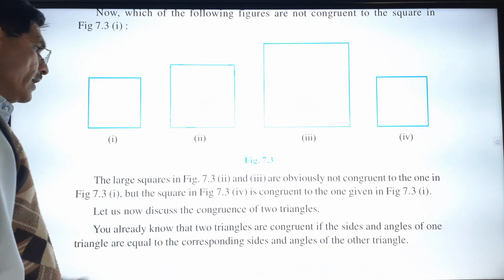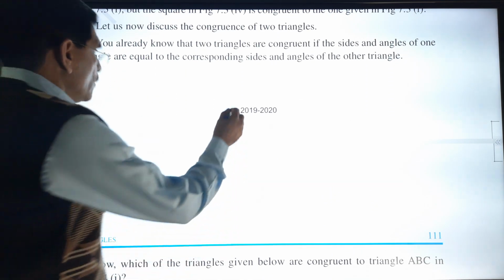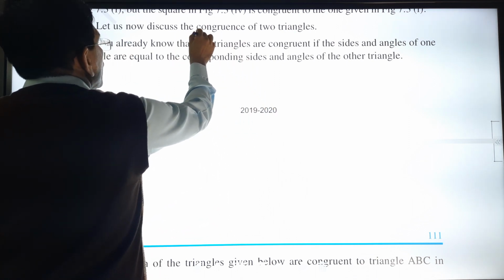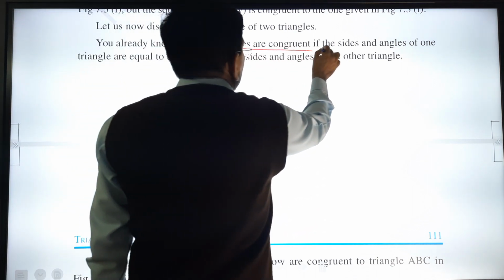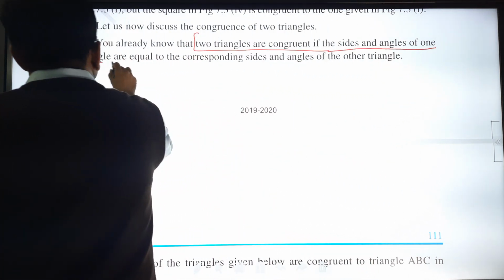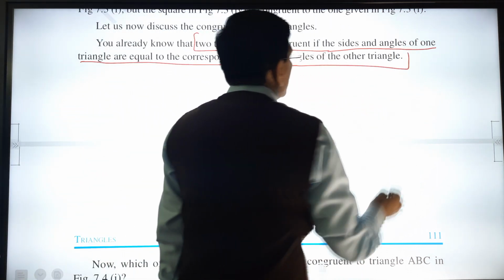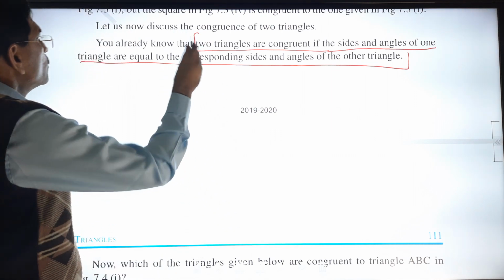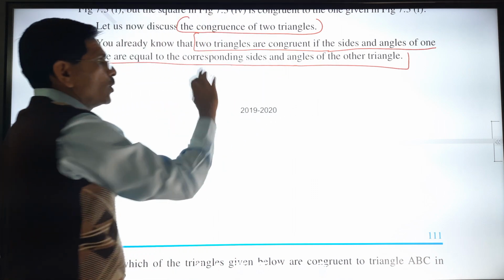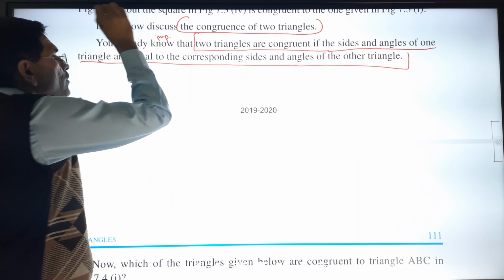Let us now discuss two triangles. Remember these important points. Two triangles are congruent if the sides and angles of one triangle are equal to the corresponding sides and angles of the other triangle. That is the rule for the congruence of two triangles. Always remember. It is an important point, so you have to write it.